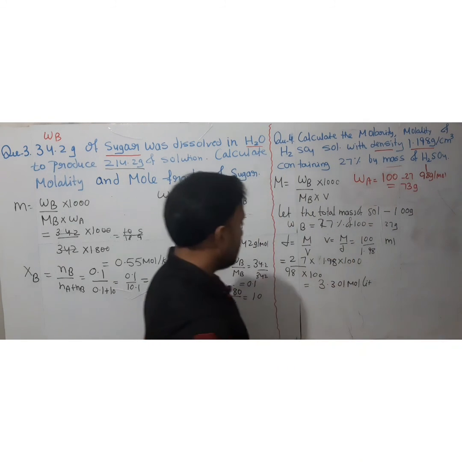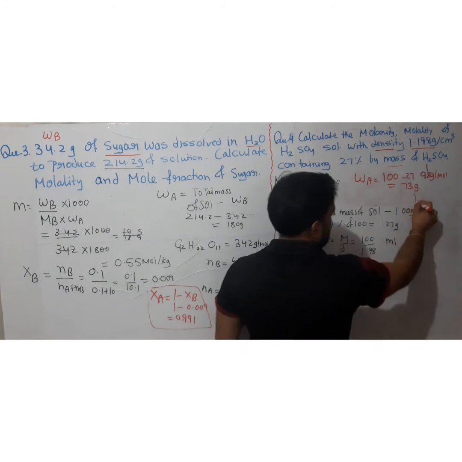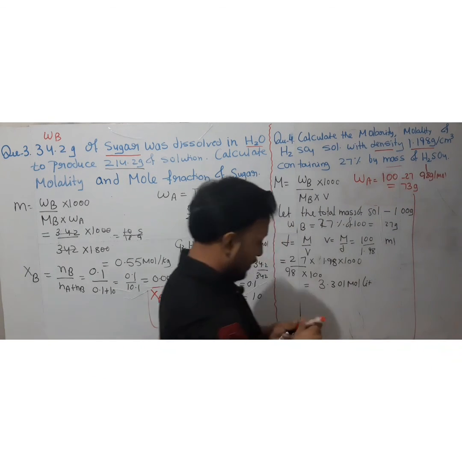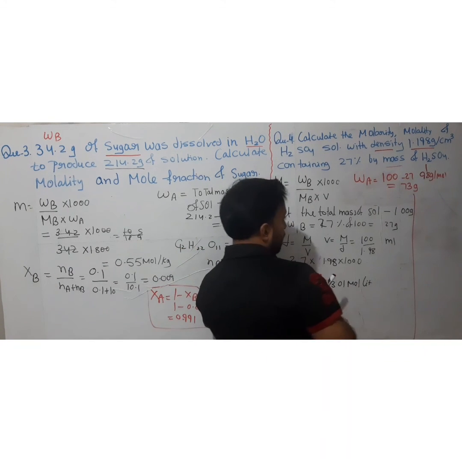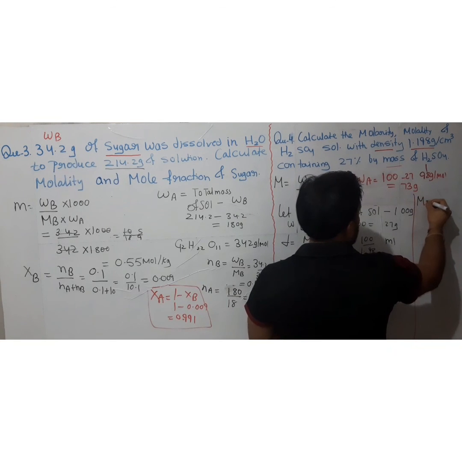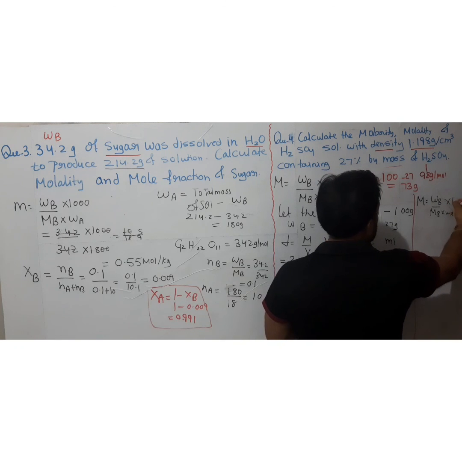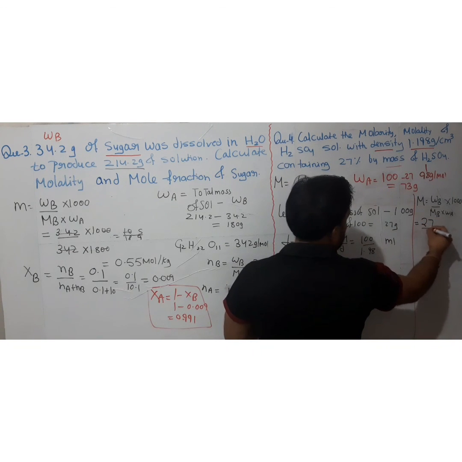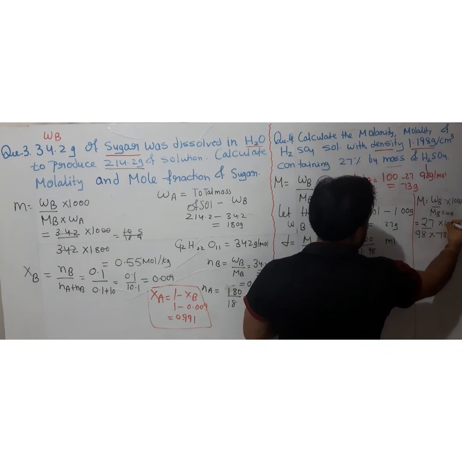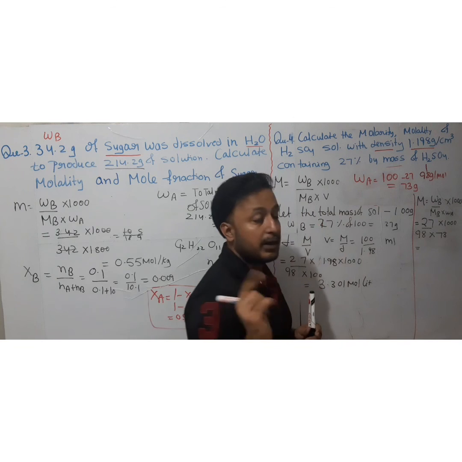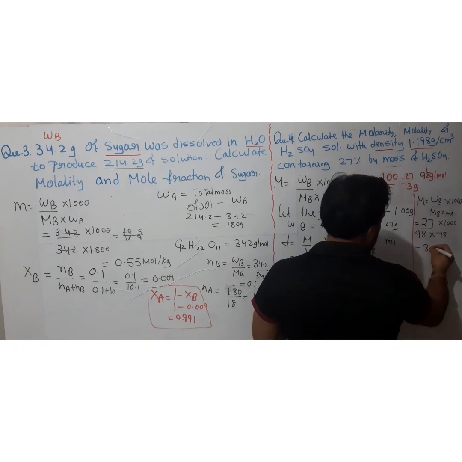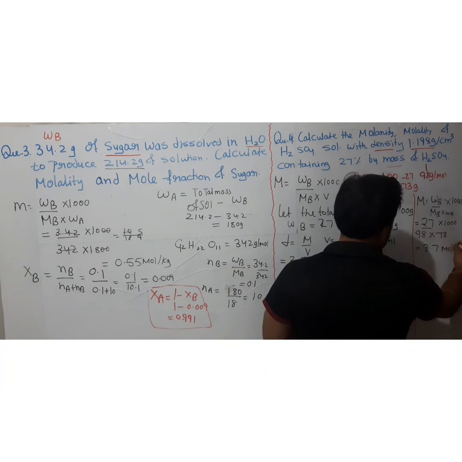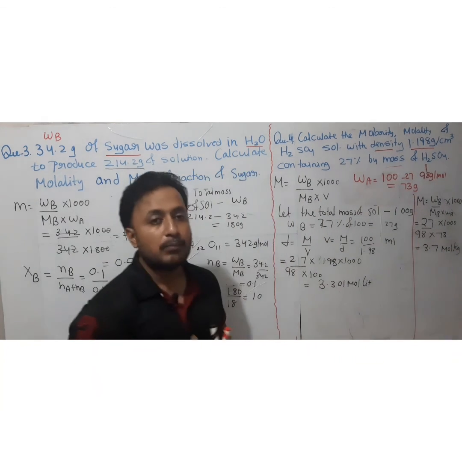Okay, now we will be using the formula of the molality. I am solving it here, just see that. As you already know, molality is equivalent to WB divided by MB multiplied by WA, into 1000. Now we put the value of WB, that is 27, MB that is 98, WA that is 73, and multiply by 1000 because the mass is given in gram. After calculating it, it comes around 3.7 mole per kg. So that is how we have calculated the molality.